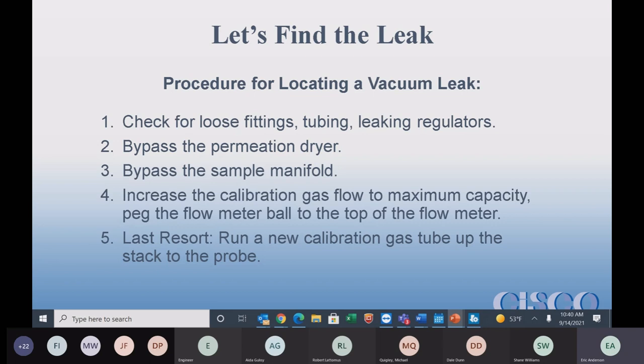It could be a regulator. Some of these older systems, the diaphragms in the sample flow meter or sample pressure gauges, sample pressure regulators dry out and crack, and then they'll leak the process gas into the cabinet shelter there. I did have a job where we got a leak in the calibration line going up the stack. We ran a new one up there and we're good.